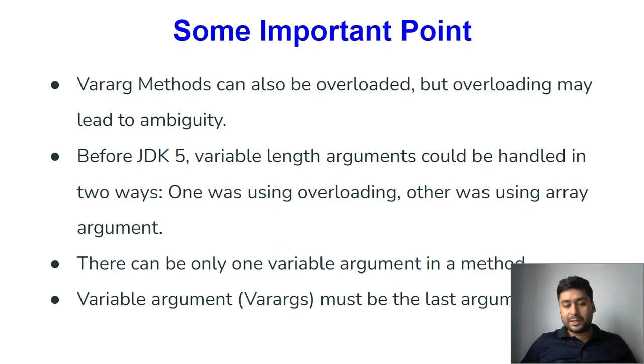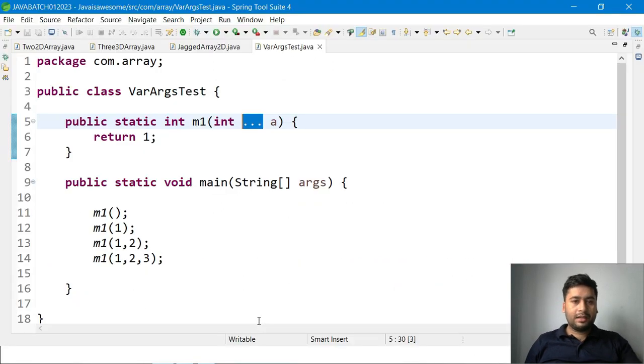It helps us to take multiple numbers of parameters, maybe 0 or multiple. There can be only variable arguments in the method. Var-args must be the last argument, so you have to define it in the last. For example, in the same method we can take some other variable which is string s. So always you have to take this one into the last.